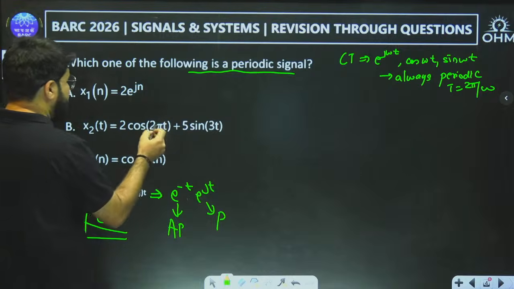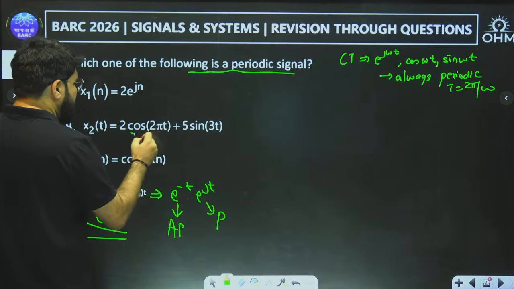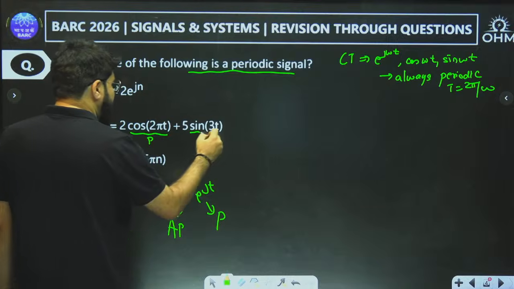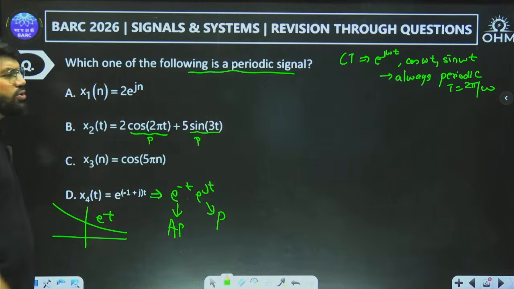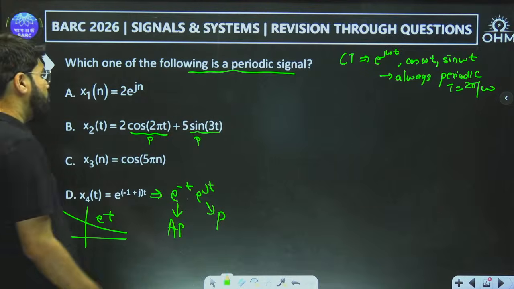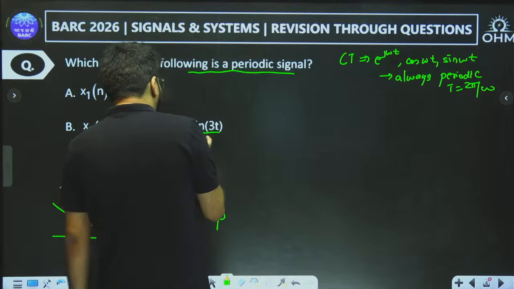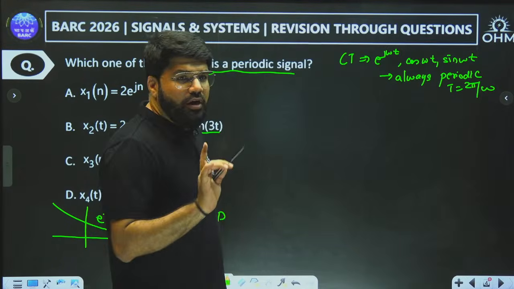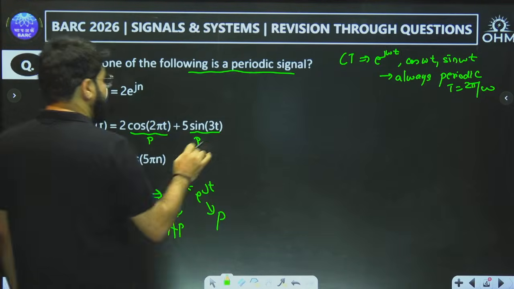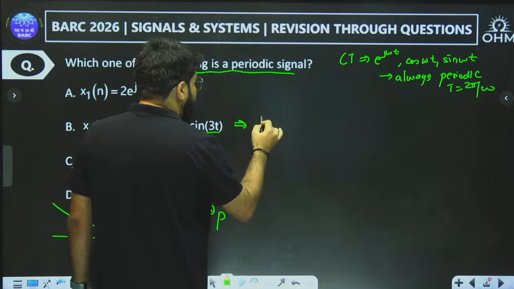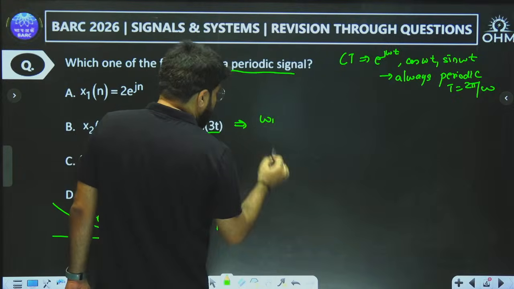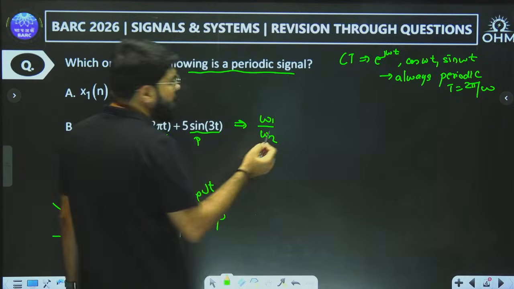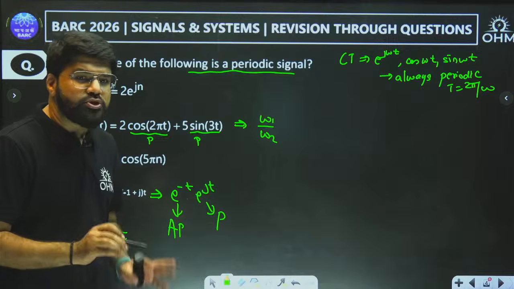Now if you see the signal x of t, cos 2 pi t alone is periodic, sin 3t again periodic. Any individual sinusoid is periodic in the continuous time domain. But when you talk about addition of two sinusoids or two periodic signals, you must always check the ratio of time periods or ratio of frequency. That has to be a rational number.